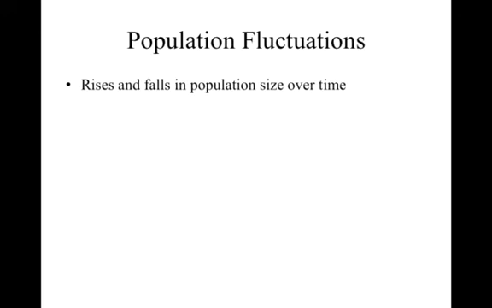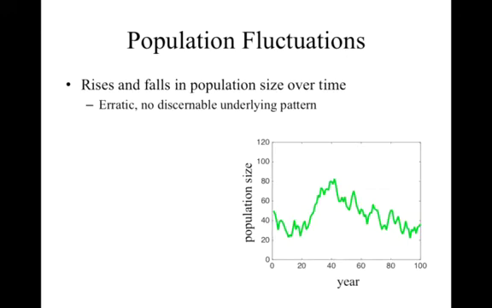All right, so those are the first two patterns of population growth. The next one is what we call population fluctuation. And this is rises and falls in population size over time. And so there's two variants here.